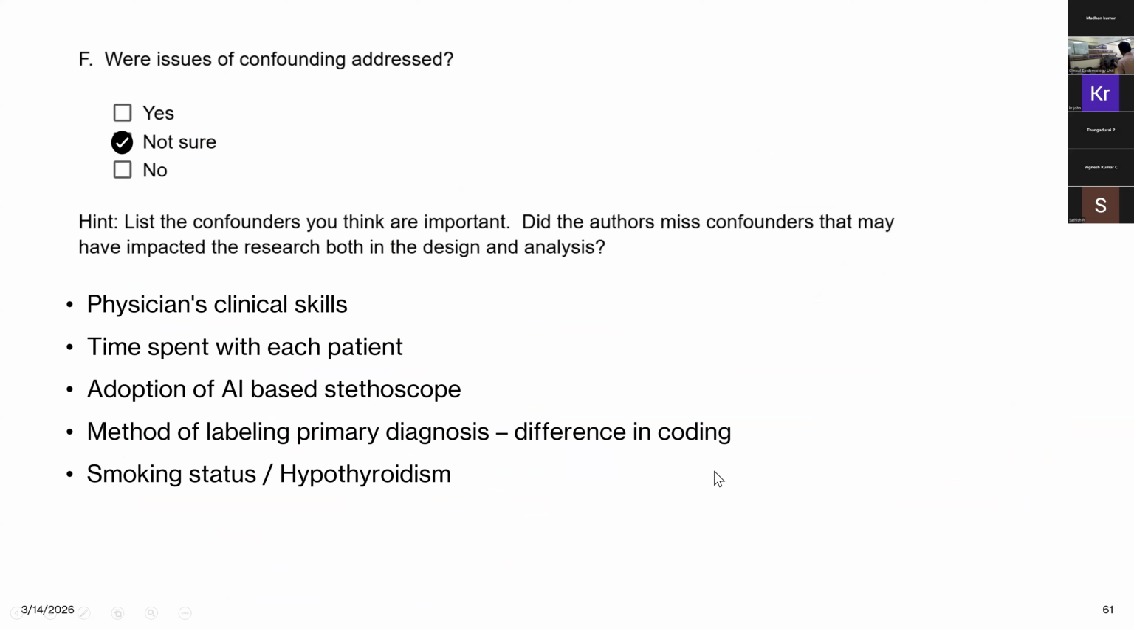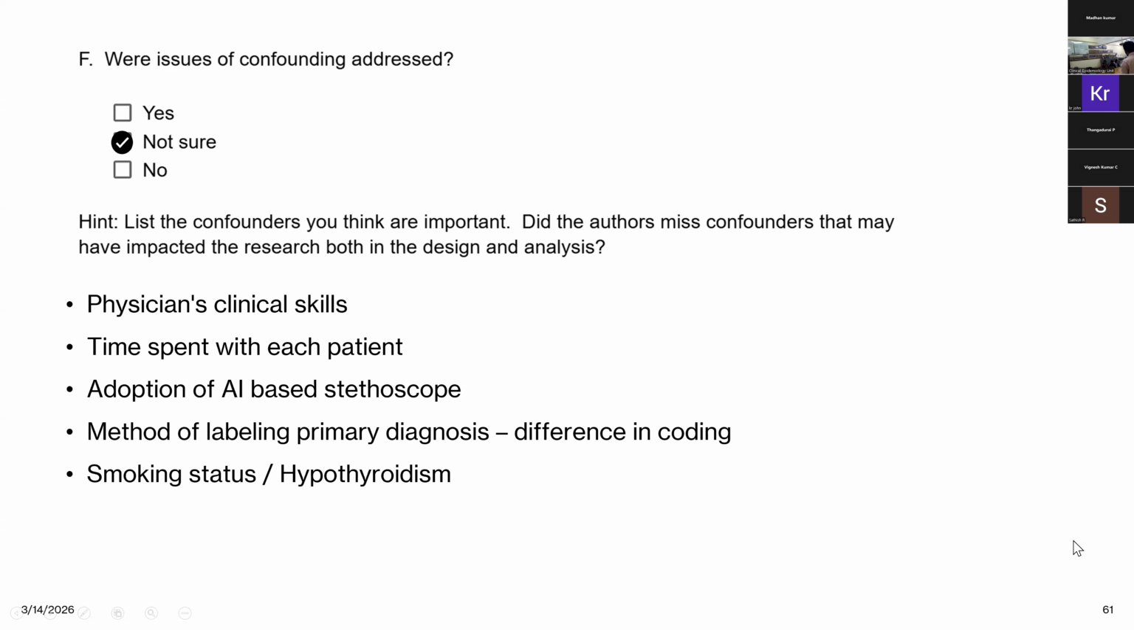So, were issues of confounding addressed? For this I have given a not sure. First, because though in a randomized controlled trial we expect both the known and the unknown confounders to be equally distributed, the study per se has also done a per protocol analysis using just 1.8% of the participants who had received an AI-based stethoscope examination, wherein we are not sure whether the baseline characteristics were equally distributed. So some confounding factors which I felt were not addressed included whether the physician's clinical skills could have affected the diagnosis of heart failure, whether the time spent with each patient could have influenced the diagnosis of heart failure, and the adoption of the AI-based stethoscope could have influenced the diagnosis of heart failure.